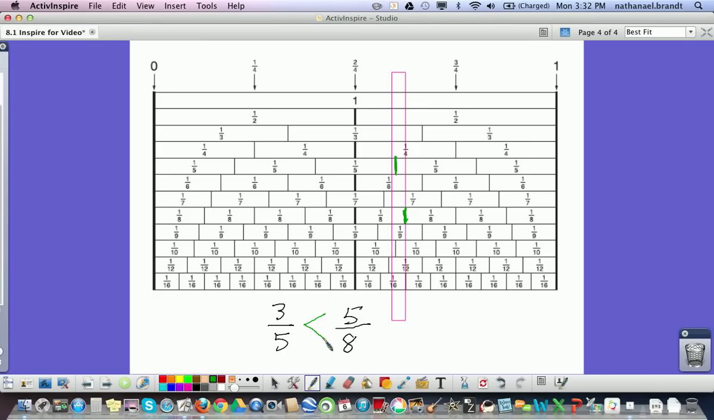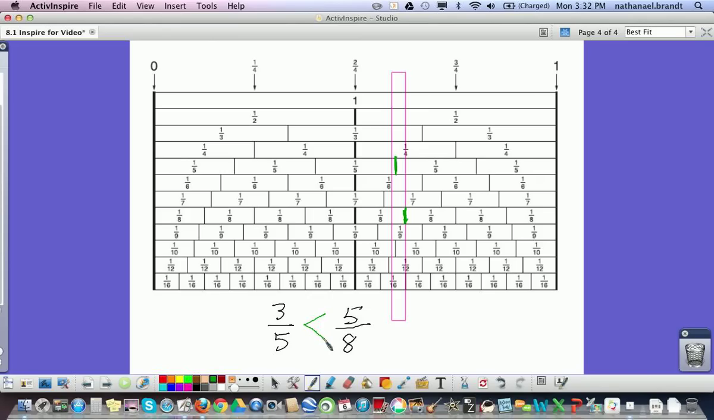So, to figure out comparing and ordering fractions, you can look at the denominators. If they're the same, you just look at the numerators. The biggest one is the bigger fraction. For fractions where the numerator is the same, but the denominator is different, the fraction with the smaller denominator is the greater fraction.